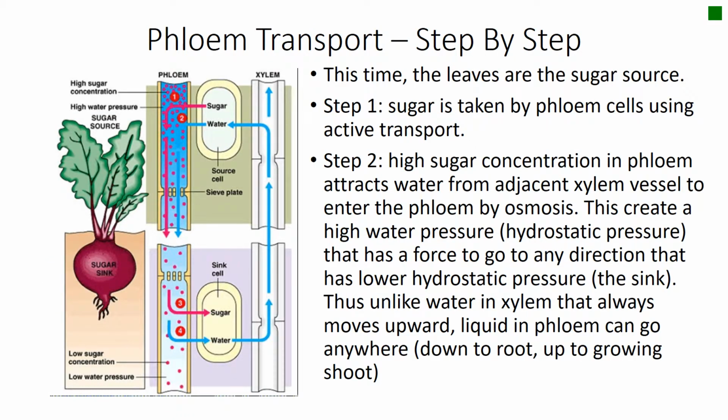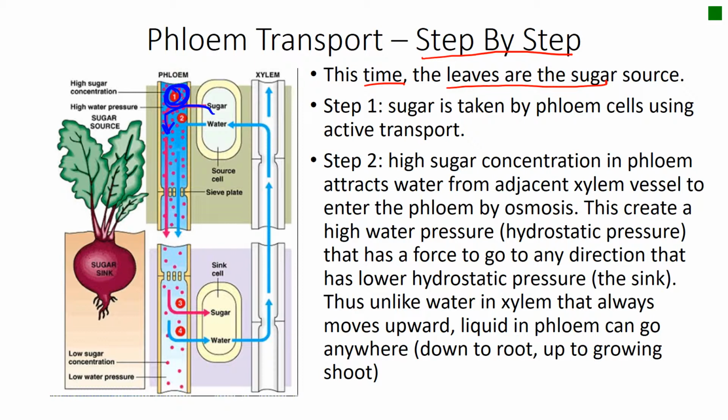If you have understood the difference between sugar source and sugar sink, as well as the outline of the phloem transport, it means you are ready to learn the phloem transport step by step. For this time, let's assume this is summertime or the growth stage, so the leaves are the sugar source. Let's talk about step 1, which you can see over here. In step 1, sugar is taken up by phloem cells using active transport from the sugar source.